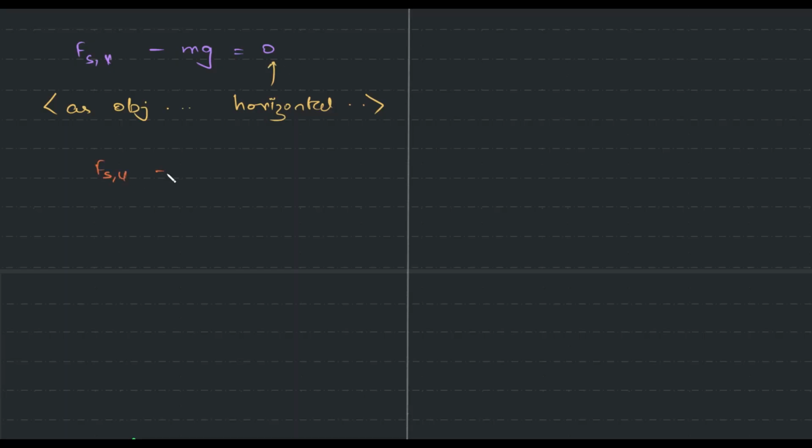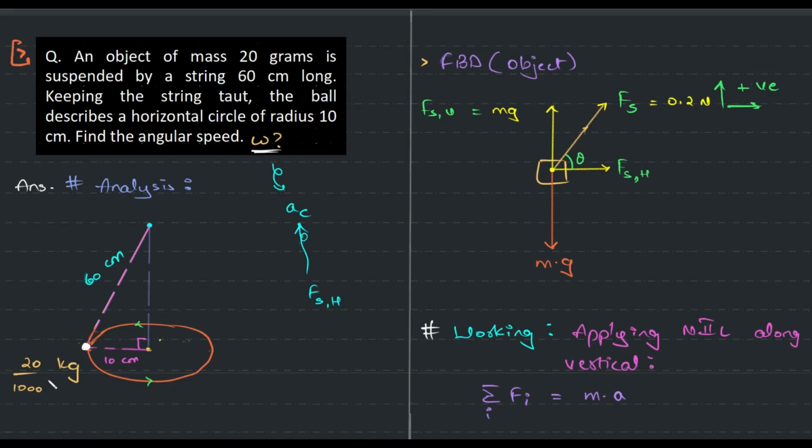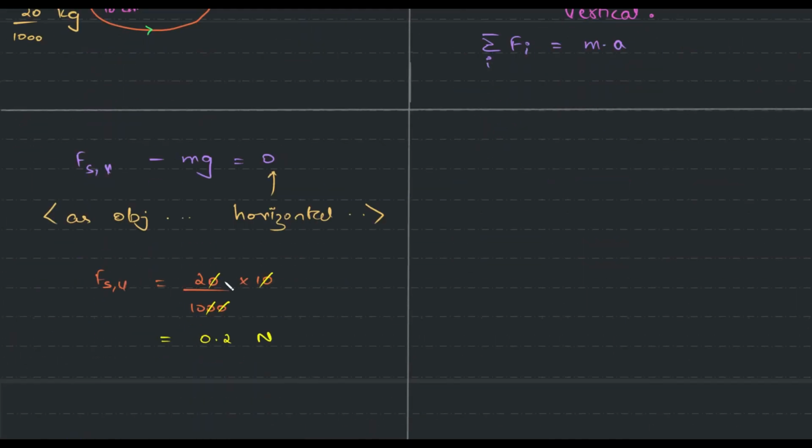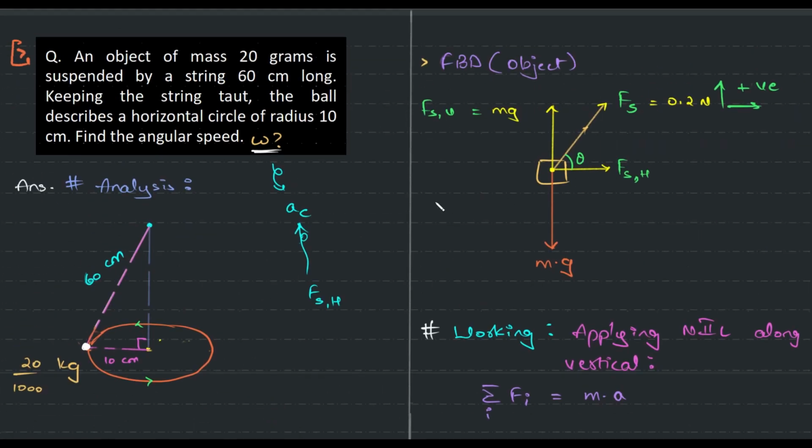So F s comma v is equal to mass, 20 by 1000, into 10. The zeros get cancelled, and we have 0.2 Newton. Because it's a very small mass over here, we just need a very small force. With this, how will I figure out the horizontal component? For that, we have to go to the first diagram. Can you think how we can use the first diagram?